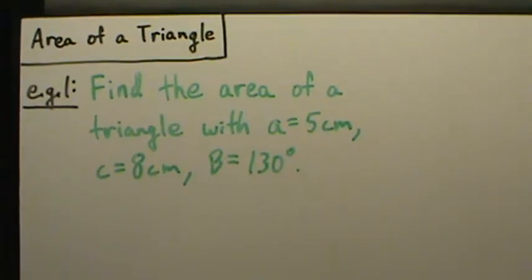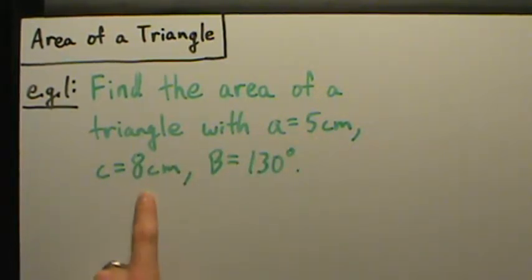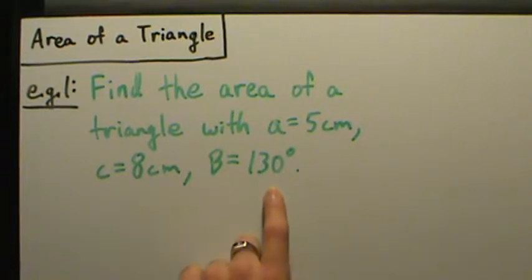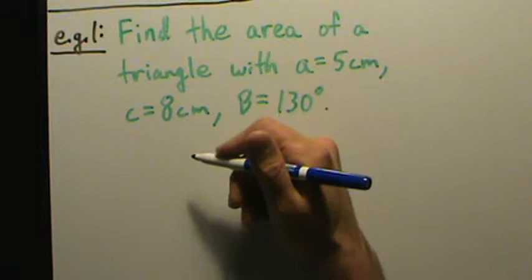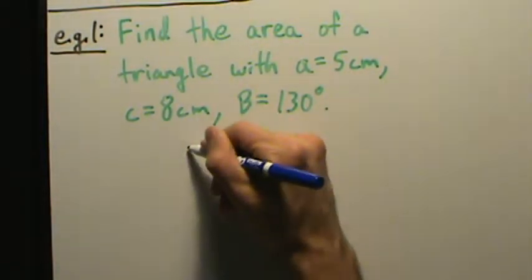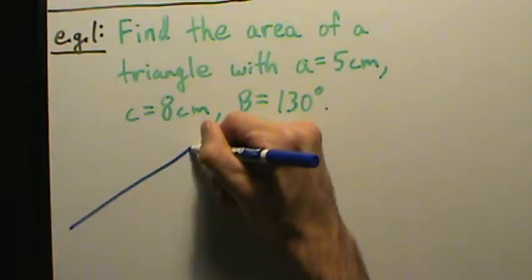So anyway, here, find the area of a triangle with little a equals 5 centimeters, little c equals 8 centimeters, and capital B equals 130 degrees. We don't really have to, but we can go ahead and draw a picture just to illustrate what's happening. But we're really already given all the information we need. So let's go ahead and draw a picture of this triangle.